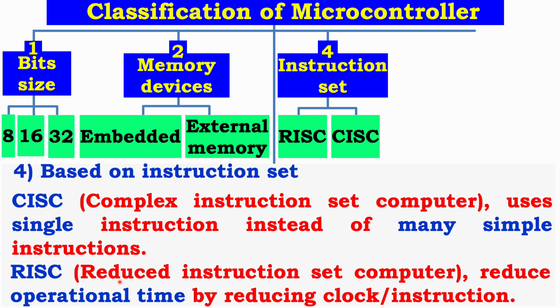Next one is RISC. See there, reduced instruction set. Students, please remember that RISC reduces the instruction set of the computer. It is not reducing the instructions of operating code or programming code. It is reducing the computational time. It also reduces the computational time by reducing the clocks per instruction. The number of clocks per instruction is reduced, and hence the computation time is also reduced in RISC computers. So this is the fourth one.